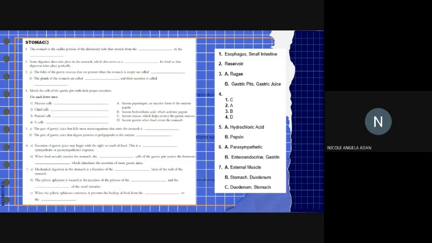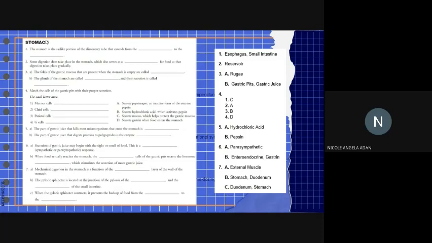6. Secretion of gastric juice may begin with the sight or smell of food. This is a parasympathetic response. B. When food actually reaches the stomach, the enteroendocrine cells of the gastric mucosa will secrete the hormone gastrin, which stimulates the secretion of more gastric juice.